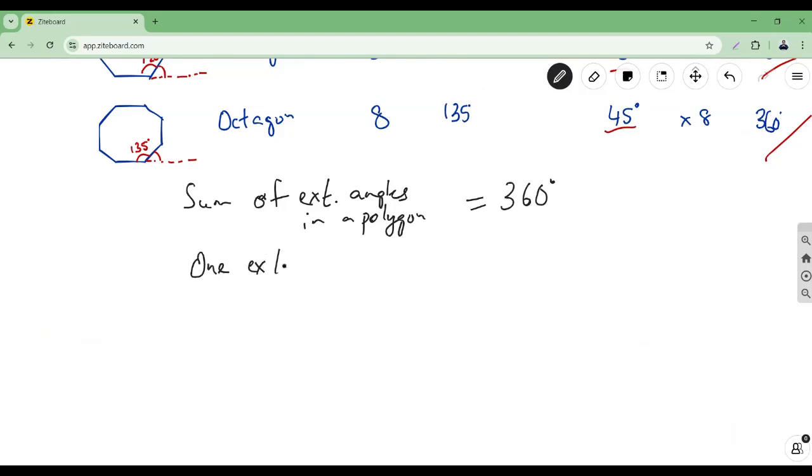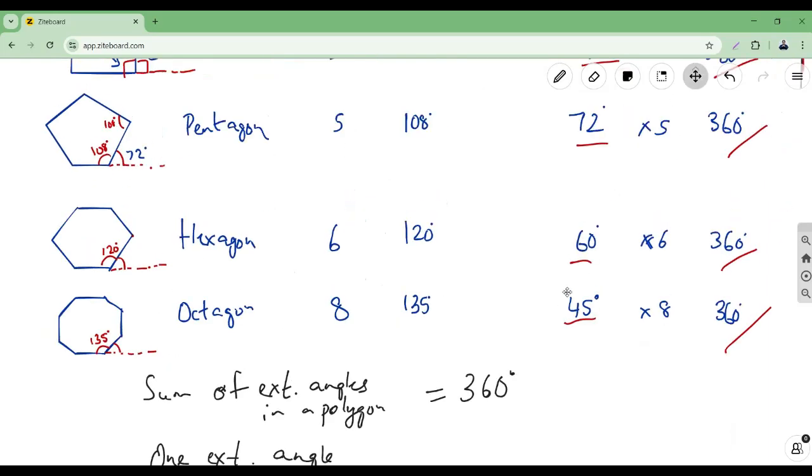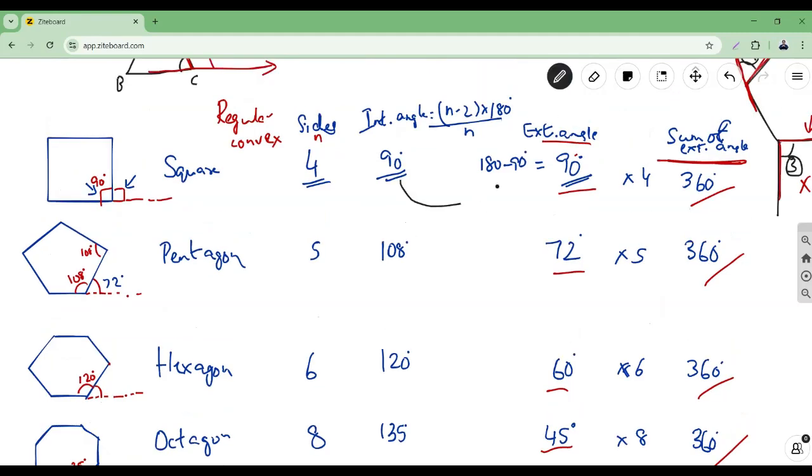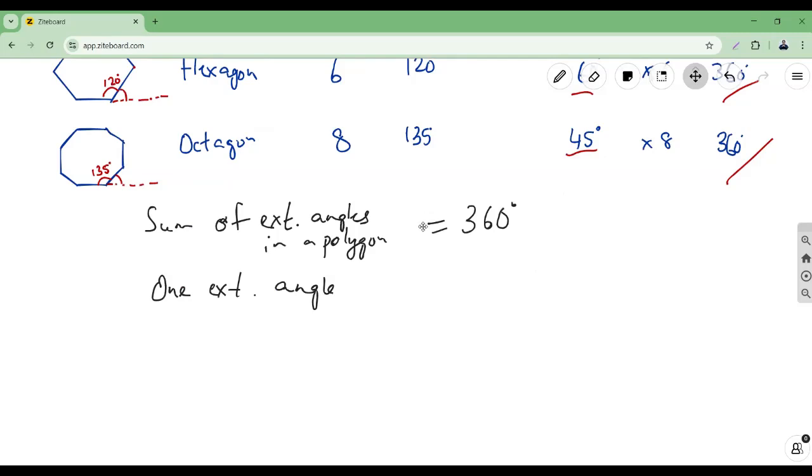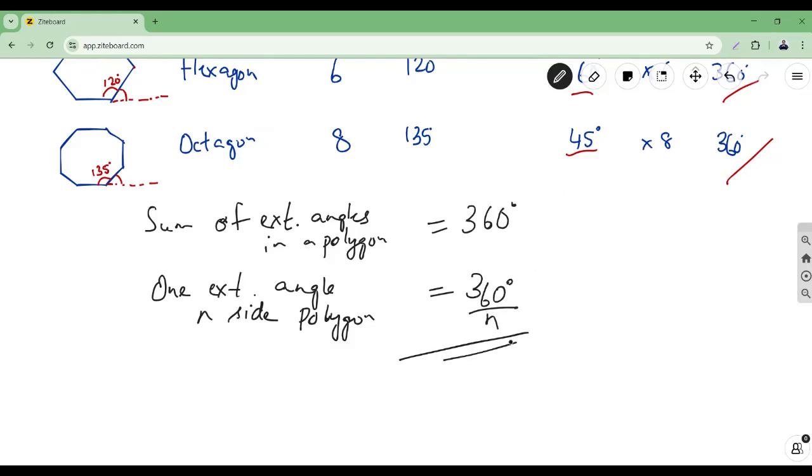And now, one exterior angle. See, previously we found the exterior angle after finding the interior angle, right? We found the interior angle, then we subtracted, then we got one exterior angle. Do we have to do all these steps? Not required. We now know the sum of all the exterior angles is 360 degrees. And if you have an n-sided polygon, it has n sides, which means n exterior angles are going to be there. That means one exterior angle is going to be 360 degrees divided by n. So this is how you can do it.